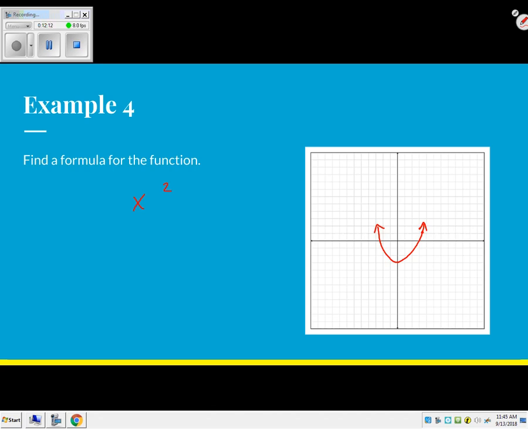Now, the U did not move left or right, so I don't have to do anything inside. Instead, what it did was it came down 1, 2, 3 units. So if it comes down 3 units, that was outside the function, and everything outside the function makes sense. So my function is just going to be x squared minus 3. That would give me this graph.